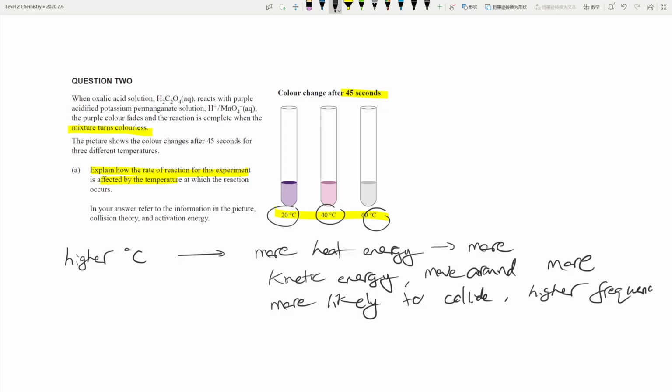because there's more energy, and then they bump into each other more. Okay, so that's one aspect.